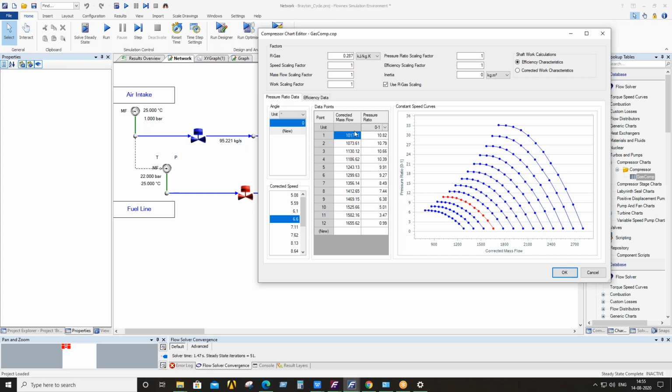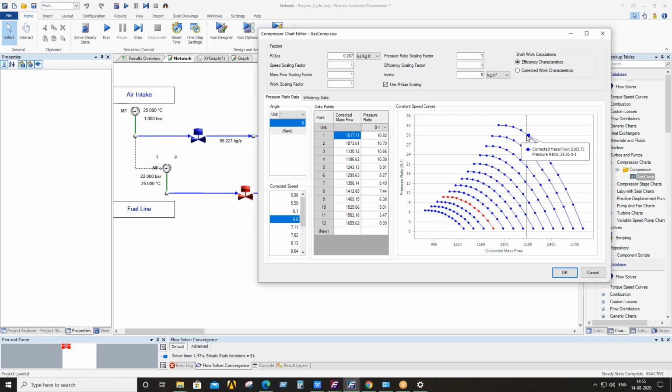So here you can see there is also the corrected mass flow, similar to the corrected speed. Corrected mass flow is also the ratio of actual mass flow to the square root of the mass flow happening at sea level to the mass flow happening at operating level. And this corrected mass flow and the pressure ratio form a curve, and we have to specify several lines for these corrected speeds.